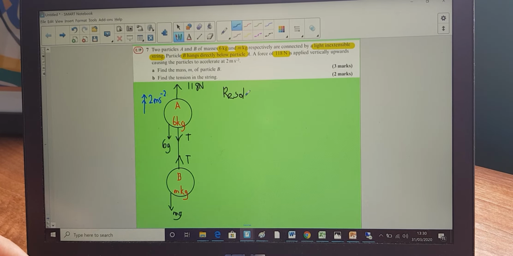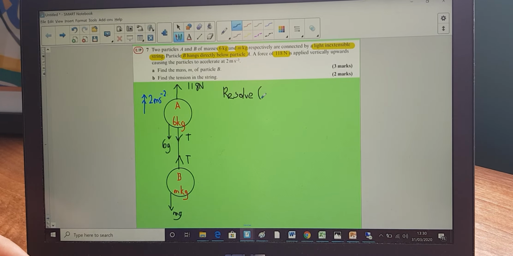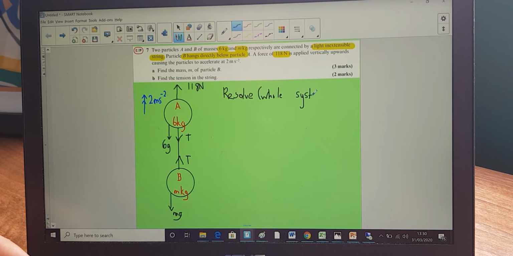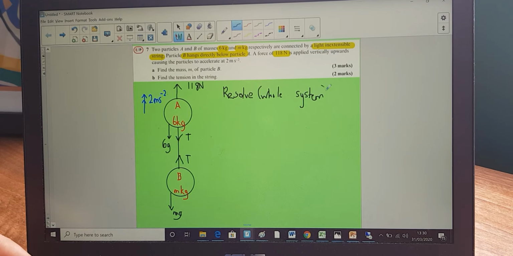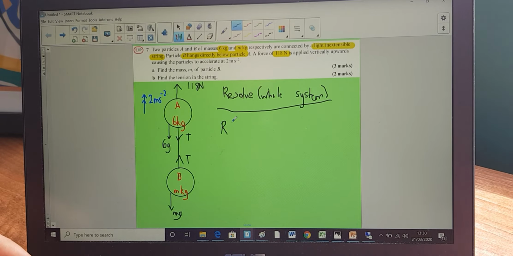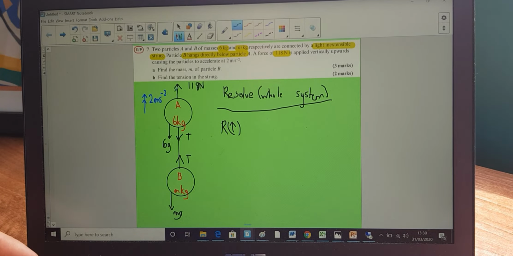Apologies for the handwriting. Resolving for the whole system. I'm going to resolve upwards. So let's think about the forces acting on the whole system, if I treat this all as one.